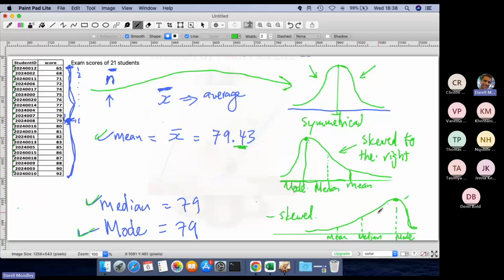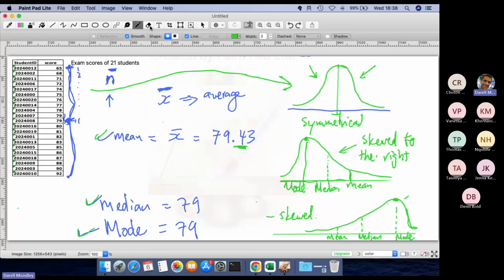It's not vitally important that you know exactly how far apart they are. The only thing that's important is that you understand the order of them to determine what shape it is. Okay, so just keep that in mind. You can tell the shape of the distribution by knowing the order of the mean, the median, and the mode. Okay, so that's the central measures for ungrouped data.